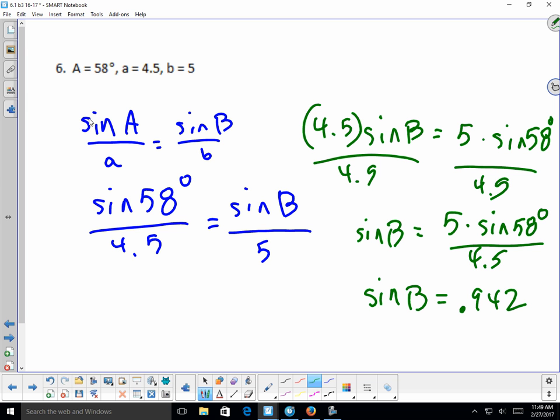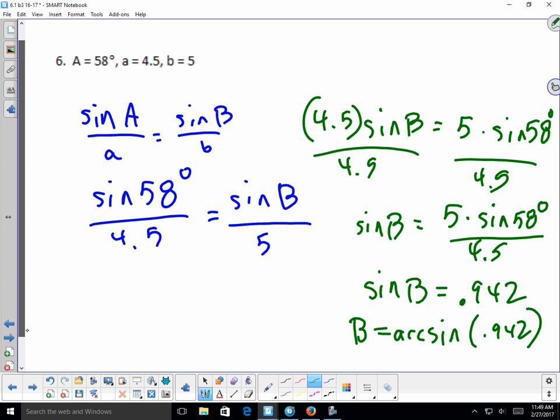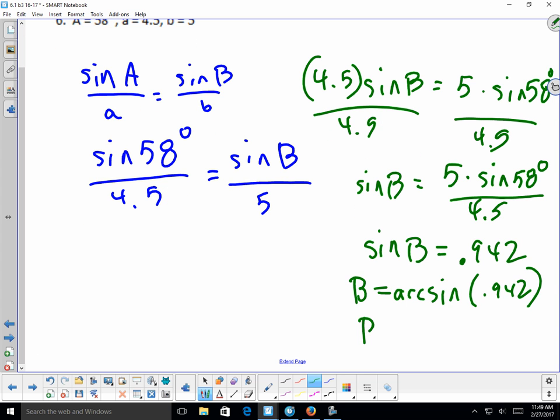I know when you did the arc sine of B, it was 70.4 degrees. So to find angle B, we do the arc sine of 0.942, right? And you said that turns out to be 70-some degrees? Yeah. So B is equal to 70, what was it? 70.4 degrees. Are we okay with this?